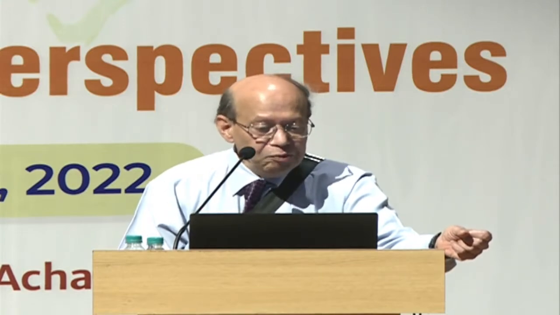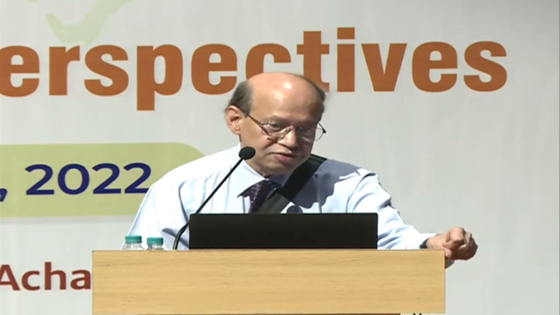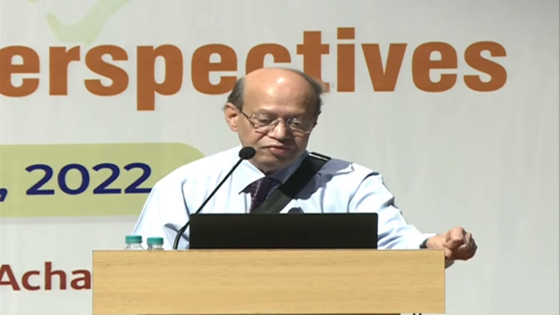So people have developed what is called a biodome. This contains 5 molecules, and you take a frog, cut off its limb, and then put this biodome on the limb that is left after cutting. In 1 year, the limb regrows completely, including bone, blood vessels, nervous system, everything. So you can see that actually there.